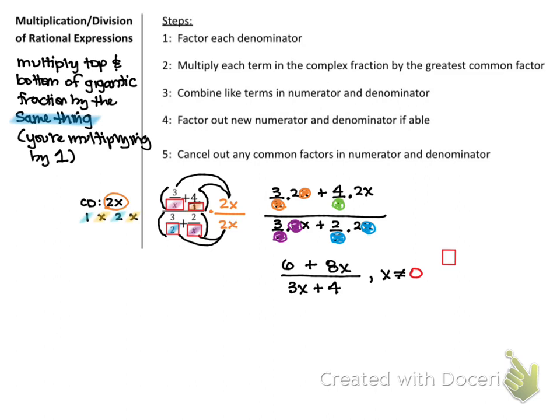Now I need to take a look at, let's get rid of that guy. Now I need to take a look at this very bottom here. So this can't be 0 either. So if I go through and solve that, I think that's going to be -4/3. And that's my answer for this question.